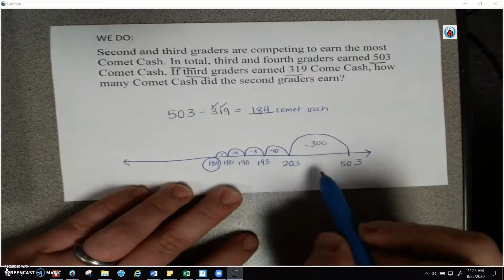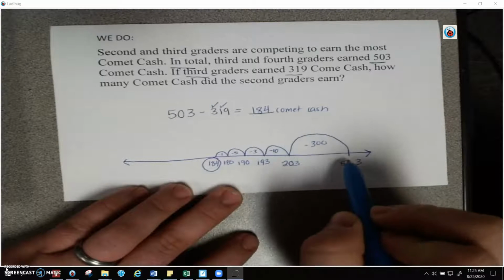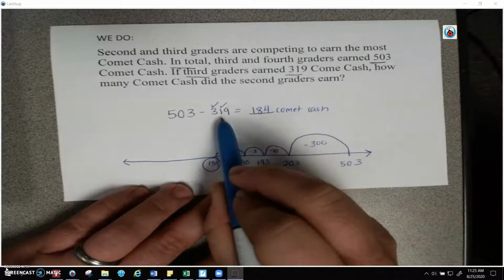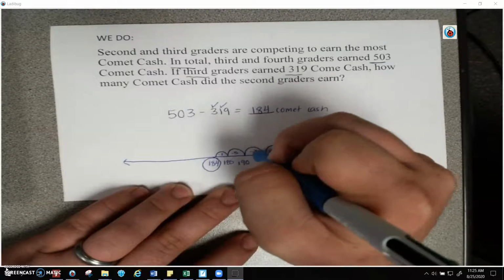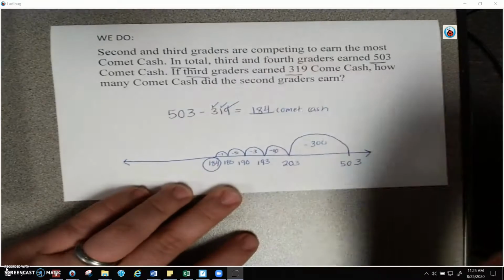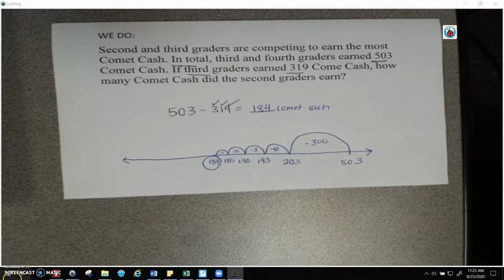I'm going to just double check that I took away 300s. I did that. I took away 10 right there, and then 5 plus 3 is 8, plus 1 is 9. I took away 9 ones. Hopefully your equation and your number line matched mine.